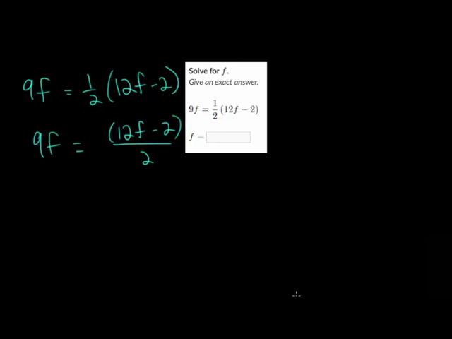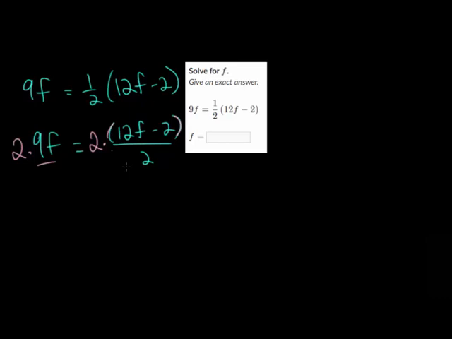So I'm going to multiply both sides of the equation by 2. And when you multiply, you have to multiply every term by 2. But since this is in parentheses, this is technically just one term. And this is only one term over here. So we just have to multiply both of these terms by 2.